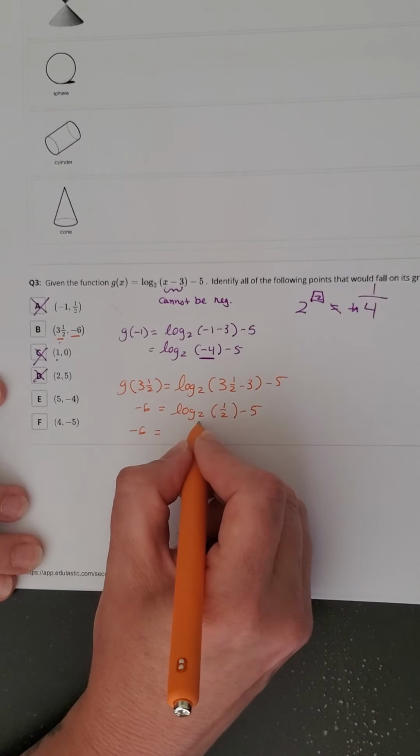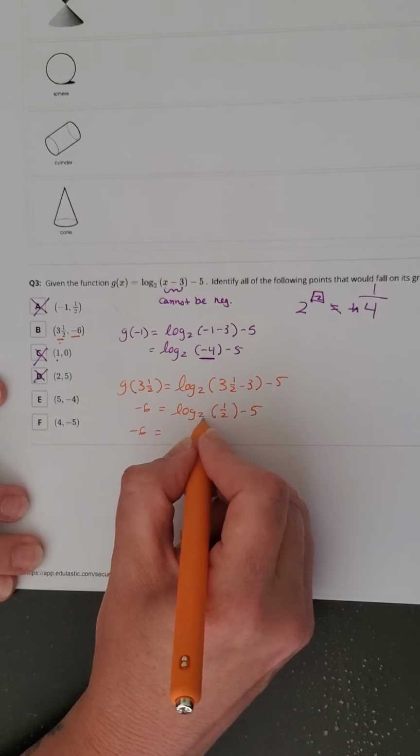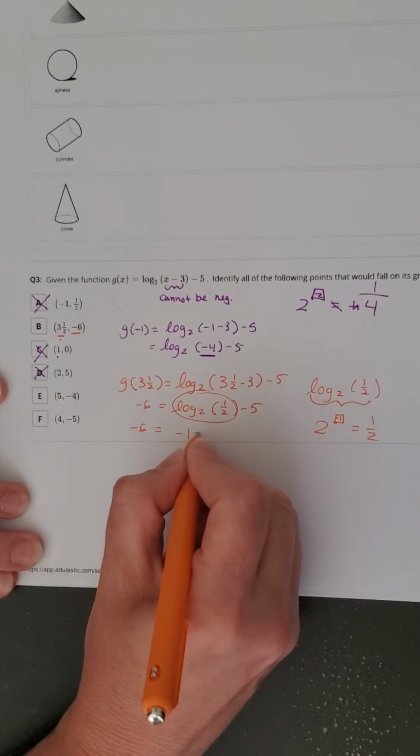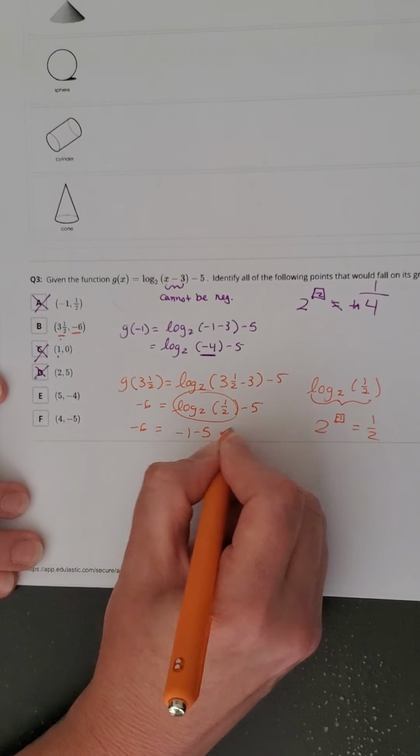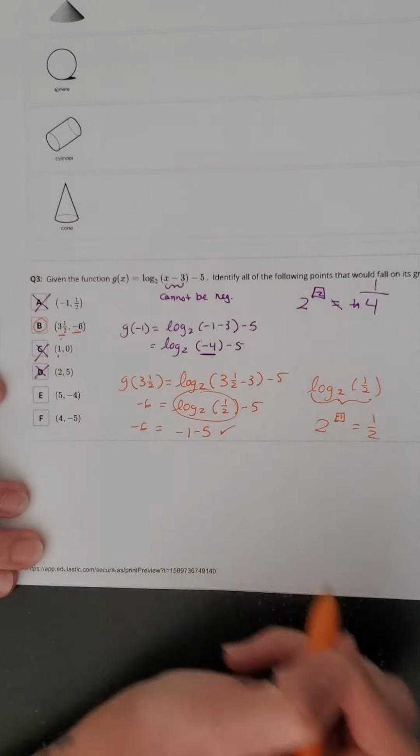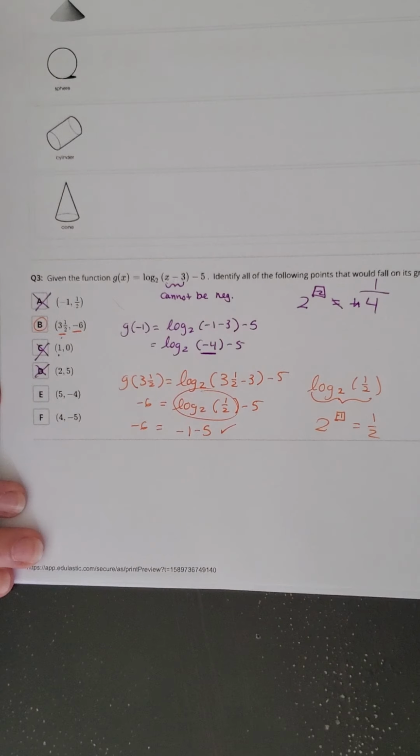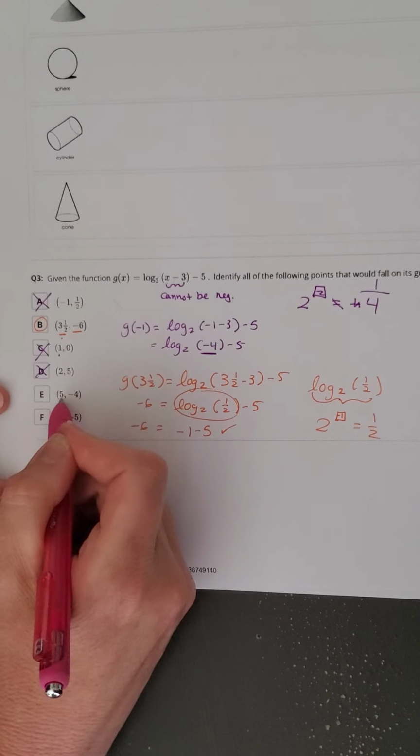So -6, and then this right here, I'm evaluating this. Log base 2 of 1/2. So I'm saying 2 to what power is 1/2, which is -1, right? So this value is -1. So -1 minus 5 is equal to -6. That is true. So B will work. All right, I'll do the next one, 5.